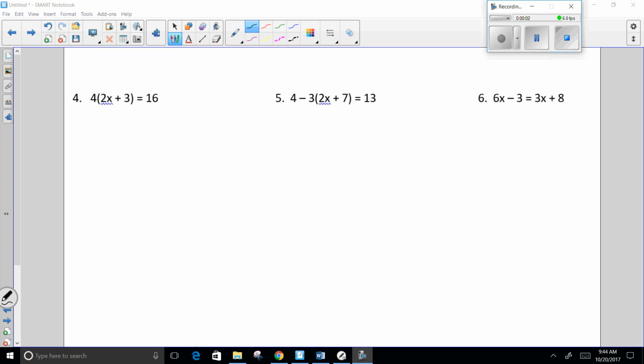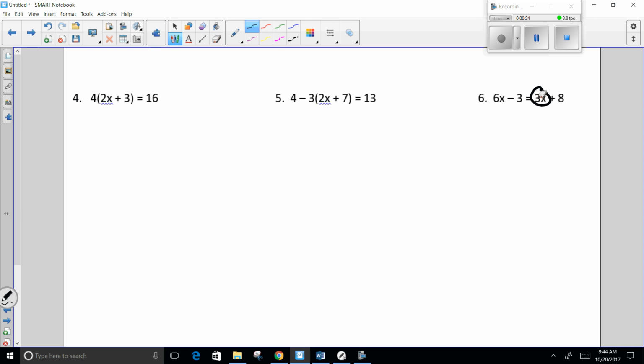This video is going to be about solving multiple step equations with variables on both sides. So if you look at number 6, it has variables on both sides. I need to get those variables on the same side of the equation. So that's the first thing that I'm going to do. I'm going to take this entire 3x right here, and I'm going to move it over to the left-hand side.